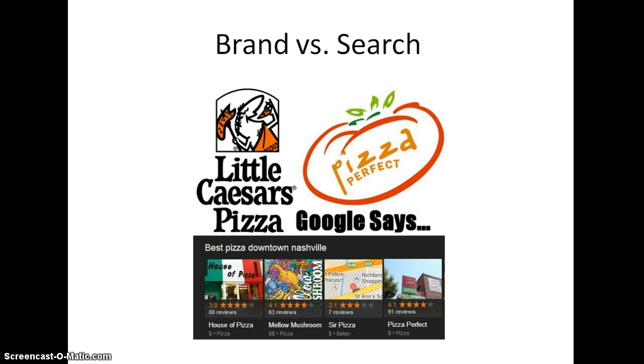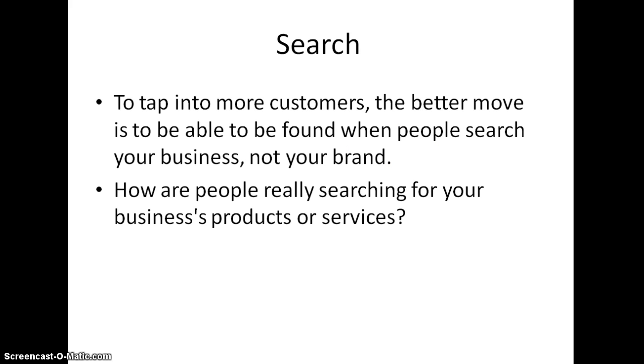So when they type in best pizza in Nashville, you get House of Pizza, Mellow Mushroom, Sir Pizza, and my personal favorite, Pizza Perfect. Sometimes when we talk to business owners, they think that there's a search for brand. Some people are, but they've already made up their mind. It's important to come up in the searches for what your business does. So to tap into more customers, the better move is to be able to be found when people search for your business, not your brand. It's important to find out how people are really searching for your business's products or services.